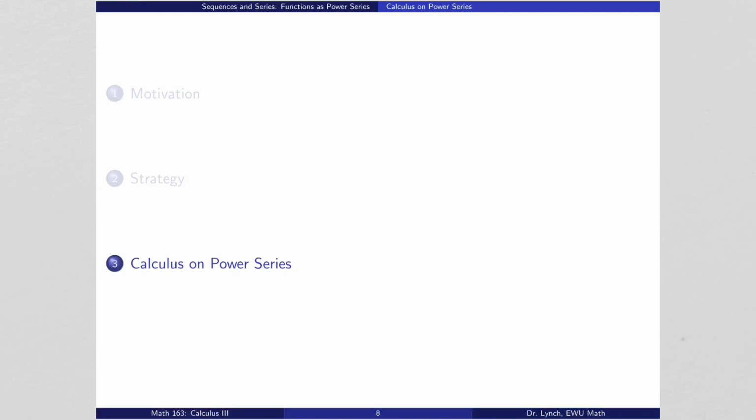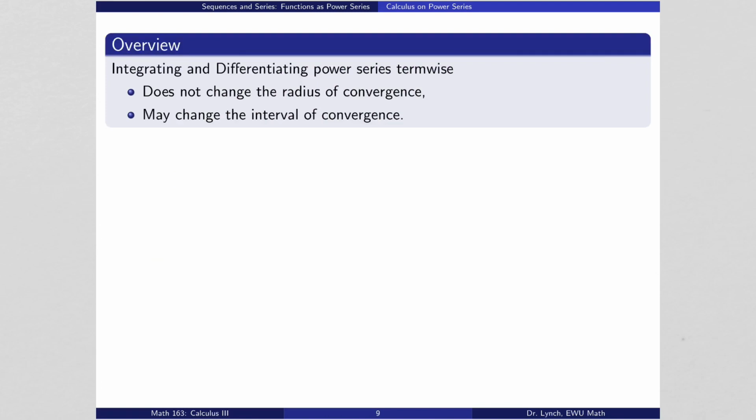Okay, finally, we'll talk about doing calculus on power series. It turns out you can integrate and differentiate power series just so long as you do them on their interval of convergence. And the rule of thumb is that integrating and differentiating power series term-wise does not change the radius of convergence, but it may change what happens at the endpoints, the interval of convergence. So we'll just illustrate that with a couple examples here.